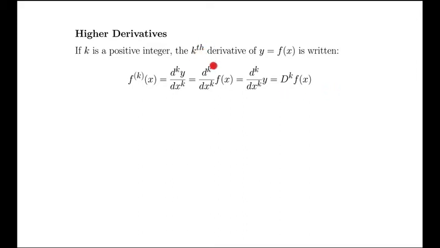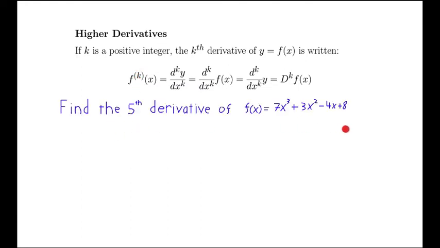For example, if k was 6, this says d to the 6 over dx to the 6th of f of x. That means we apply d dx 6 times. On the other hand, this doesn't say take the 6th power of f. The parentheses around the k means take the kth derivative. Let's use this notation in an example.